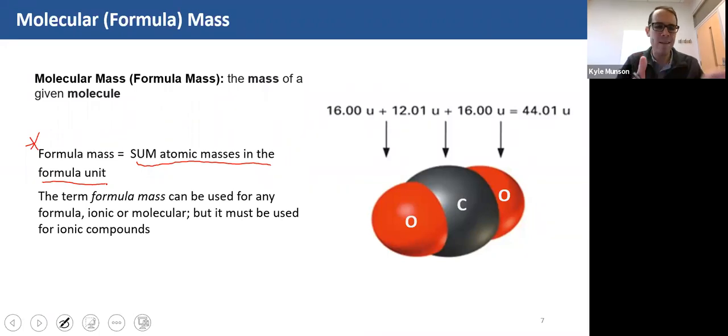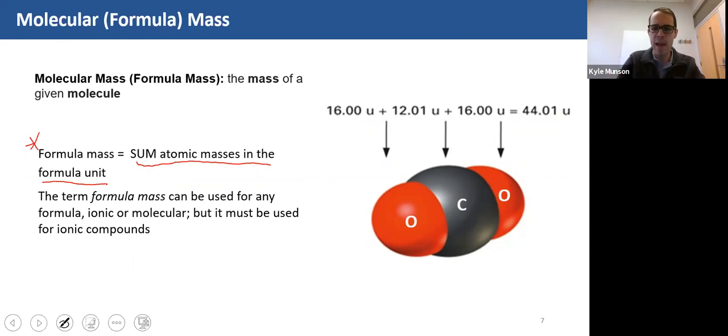And just as something to be aware of, the term formula mass is kind of broad. It can be used for ionic or molecular compounds, but it must be used for ionic compounds. We don't really use the term molecular mass when referring to ionic compounds. I won't really try to trick you up there on the quizzes and tests. I'll be making it clear, but just be aware of that. And either way, it's the sum of the masses in the formula unit, okay?